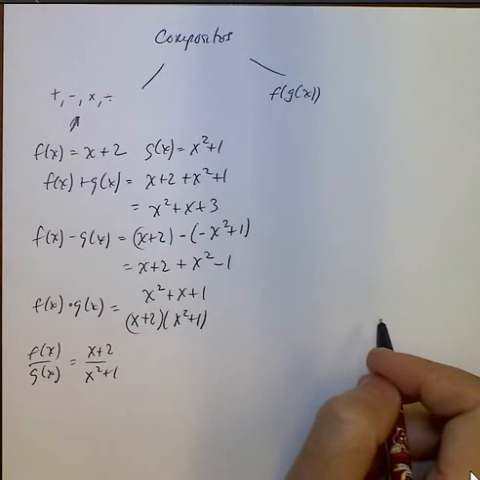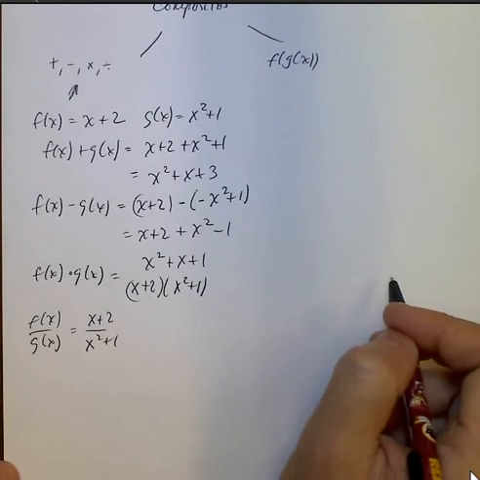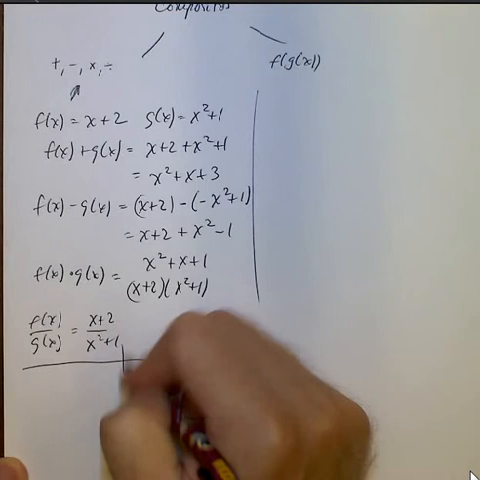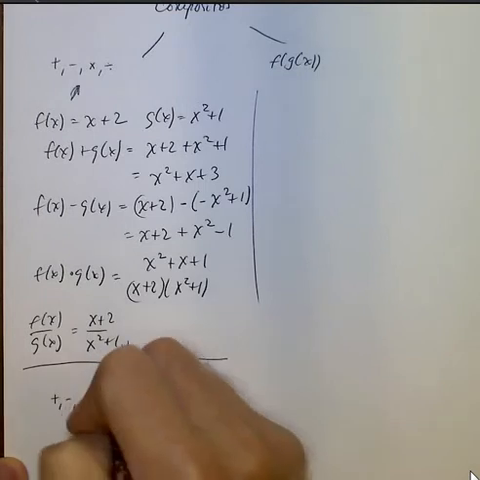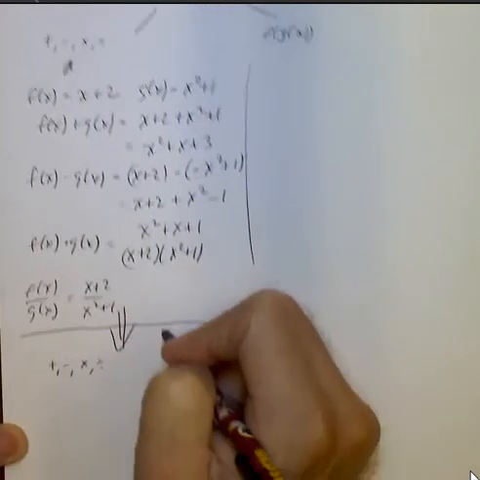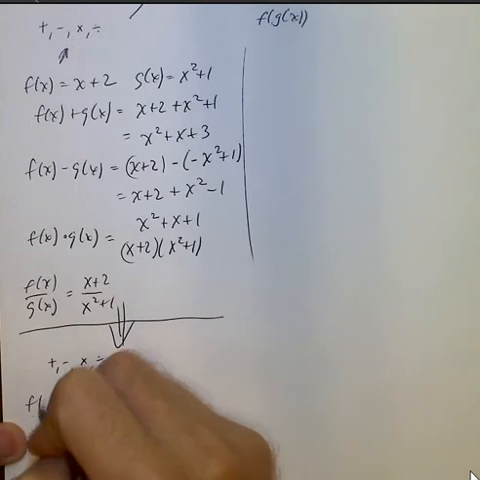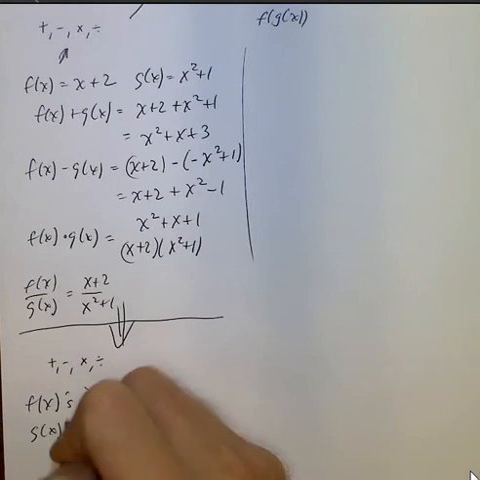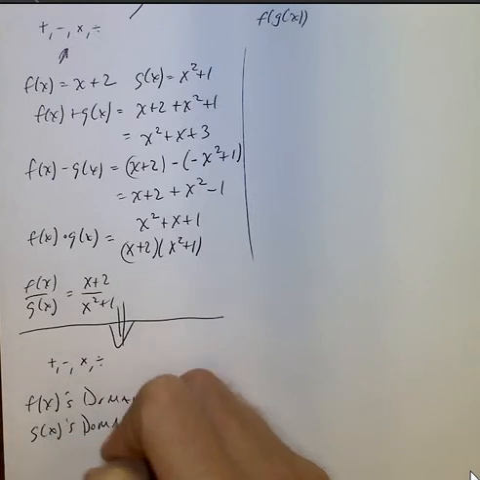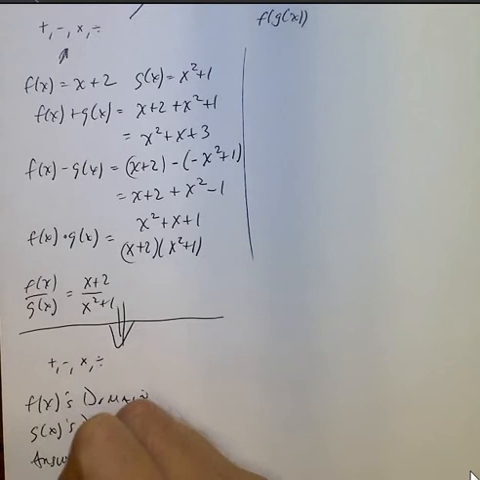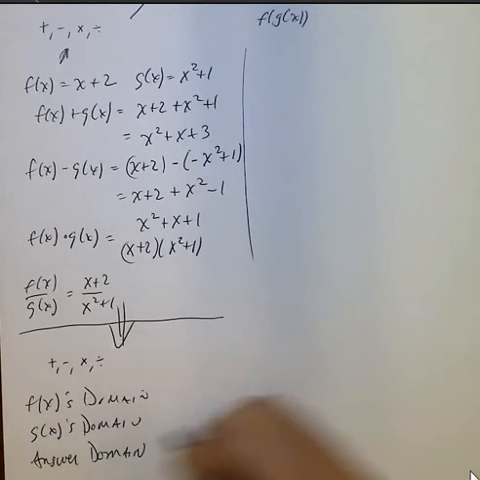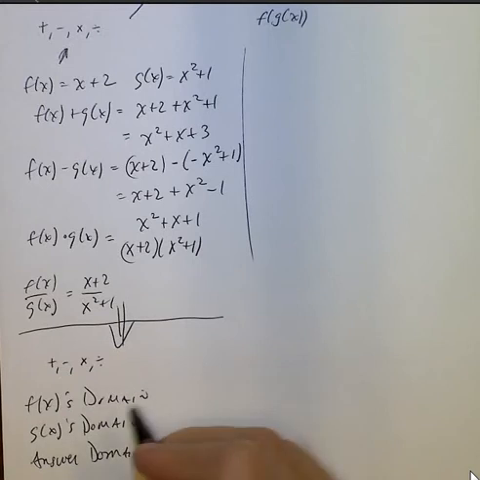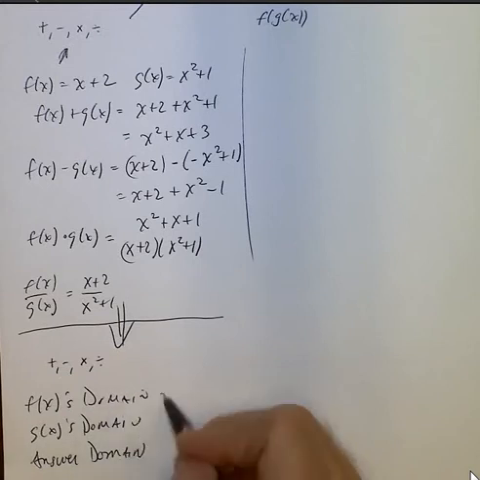For the domain, though, when I ask you for the second part, it's going to be what's the domain. For the domain of these, just these, we're talking plus, minus, multiply, and divide. You take the domain of f of x, you take g of x's domain, and you take your answer and its domain.